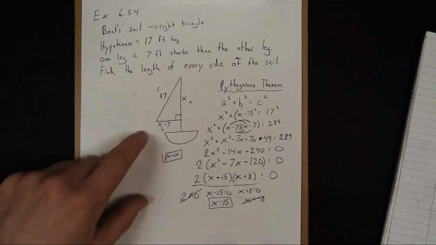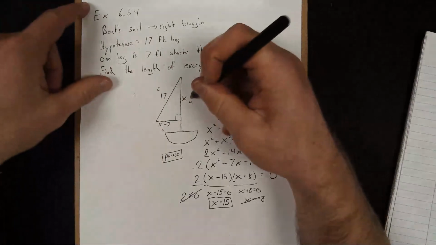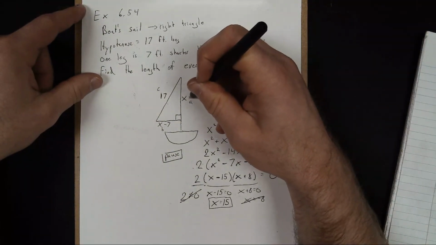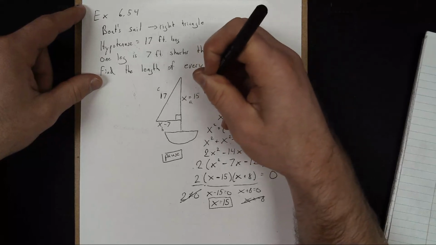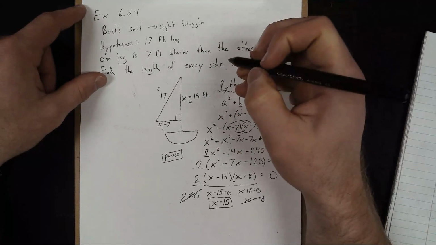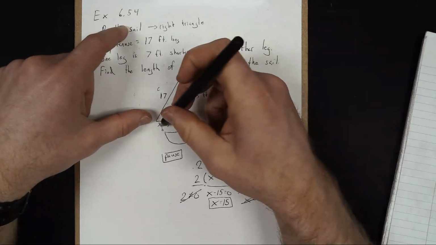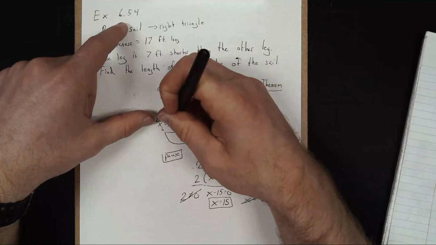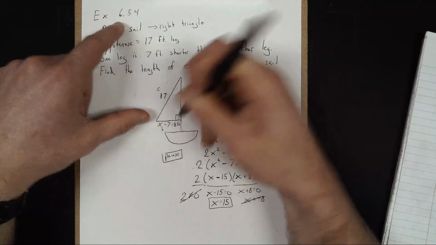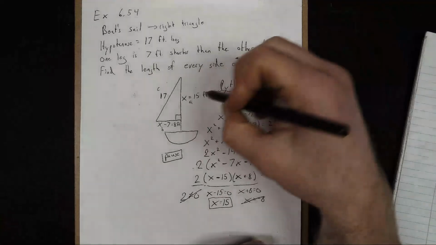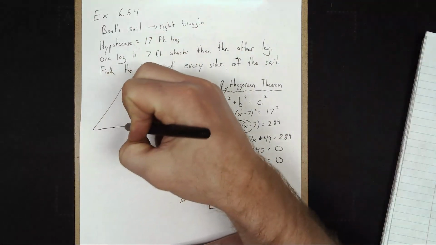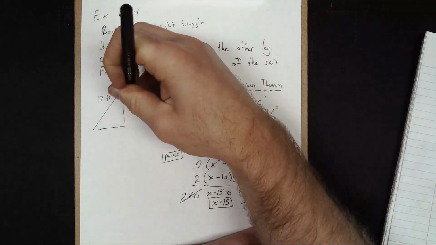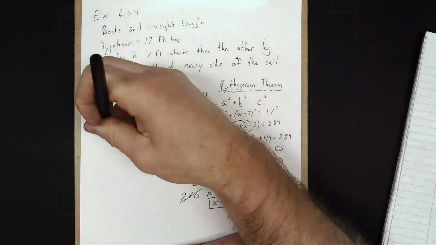So for this side of the triangle, that's going to be 15 feet for our x. And then over here, if we plug 15 in, x minus 7 would be 8, wouldn't it? 8 feet. So our answer, I'll just redraw my triangle since it got pretty messy. We have 17 feet, 15 feet, and 8 feet.